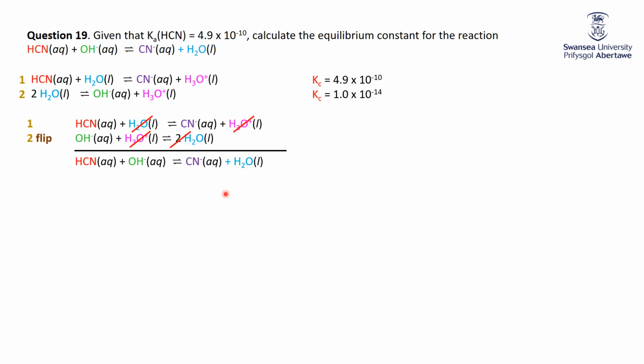Well, the way I do the K's then is for equation 1, I just use the value as given, 4.9 times 10 to the minus 10. But equation 2, I was given 1 times 10 to the minus 14, but then I flipped the equation, and when you flip an equation, you flip the K value. So it becomes 1 over 1 times 10 to the minus 14. And then when I add equations together, I multiply the K values. So do all that, and I get 4.9 times 10 to the 4.